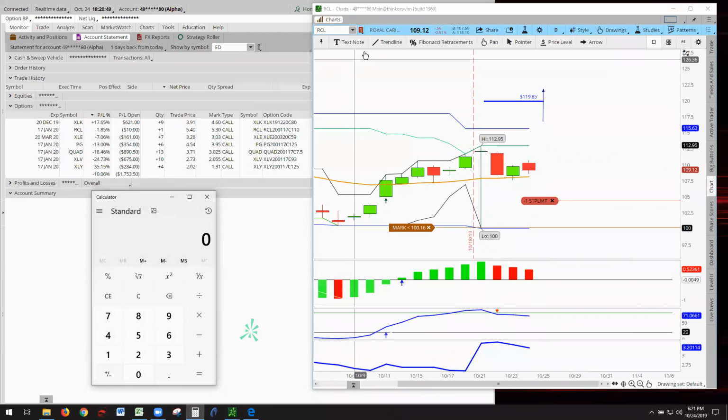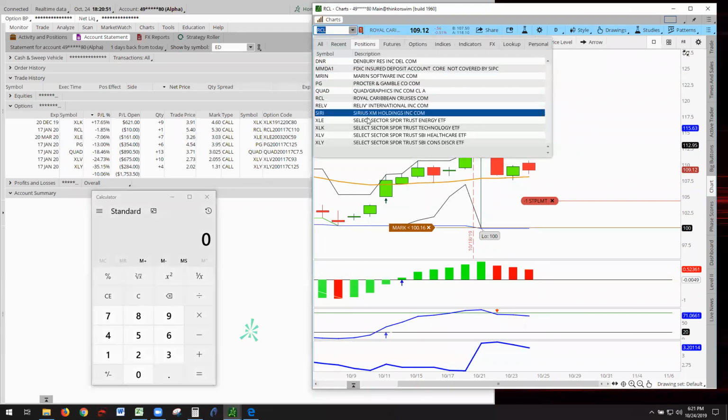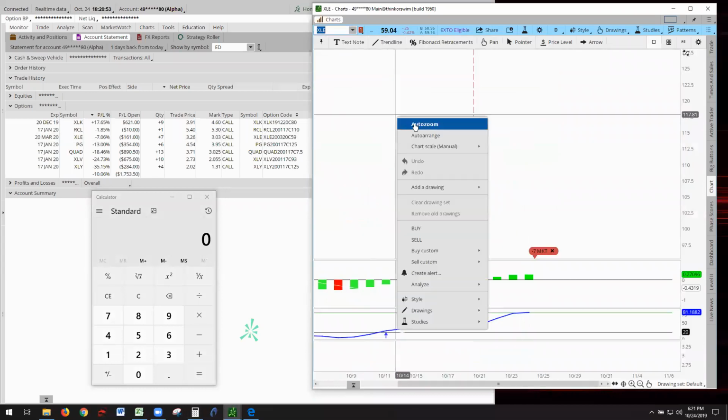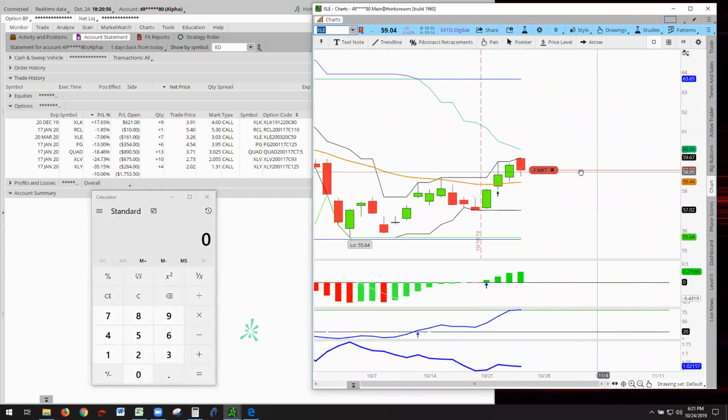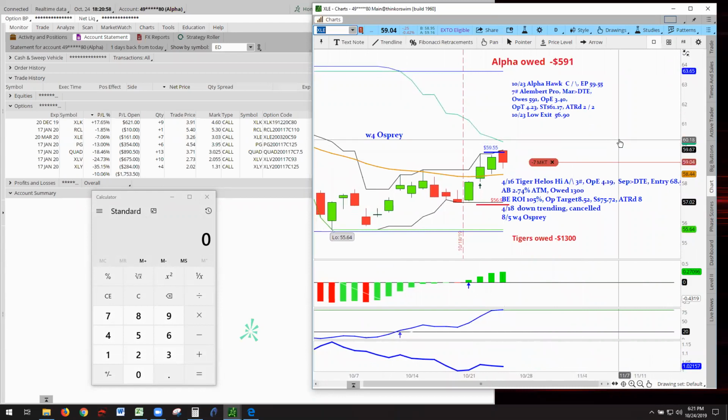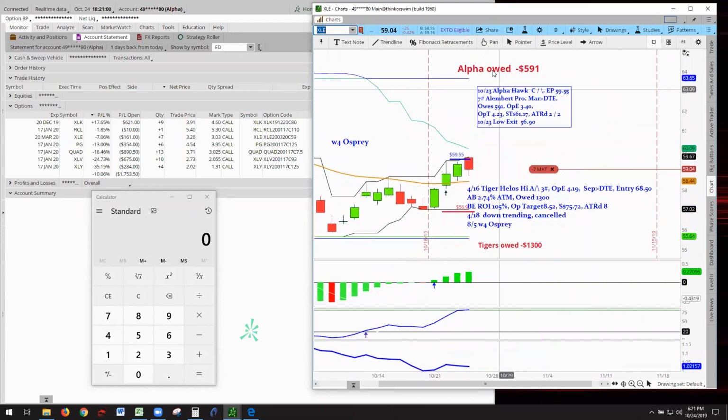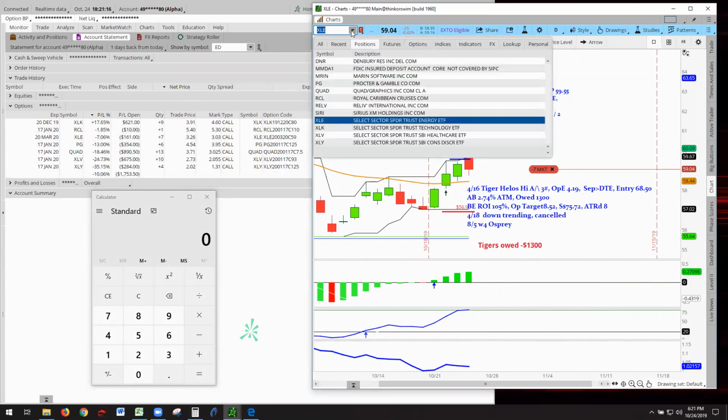Moving on to XLE. XLE is running here at, again, a little high and comes down again. So in the alpha group, it owes 597. It's down at 161. So we overcome the 161, moving in the right direction. Then we'll start working on the 591.